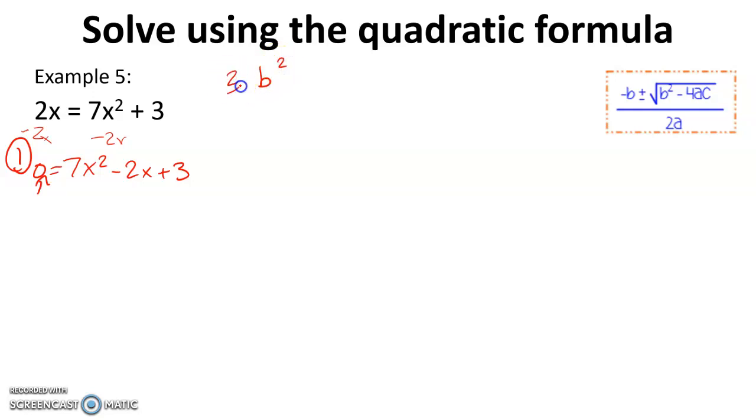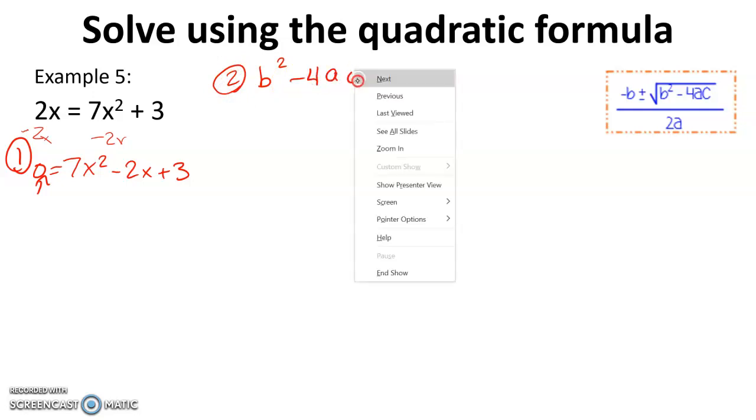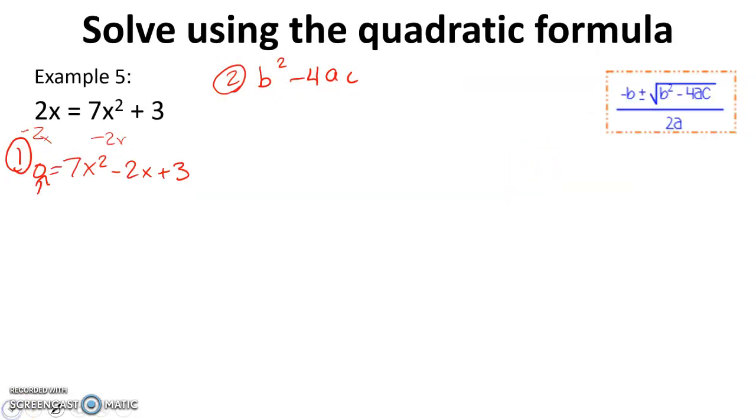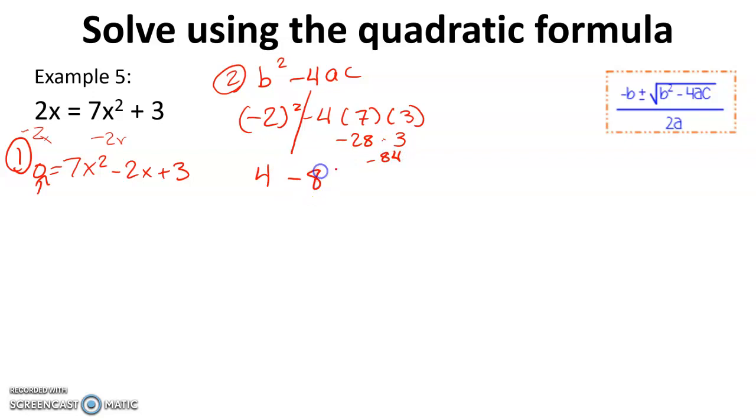So now I'm going to set up my discriminant. Second step, discriminant, b squared minus 4 times a times c. Okay, b value is negative 2, so I'm going to do negative 2 squared minus 4 times the a value, which is 7, times my c value, which is 3. Negative 2 squared is 4. Negative 4 times 7 is going to be negative 28 times 3. Let me do some quick math off screen here. It's going to be negative 84. So I'm going to subtract 84 from 4. If I do that, I'm going to get myself negative 80. So I'll write that down here.